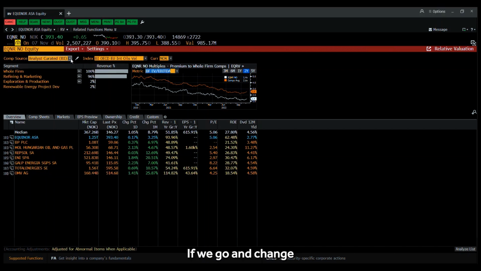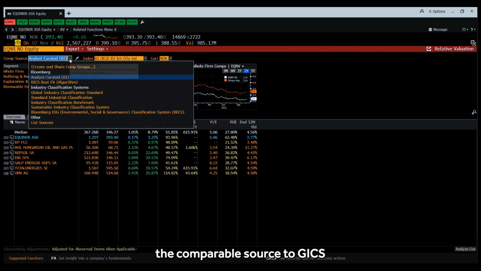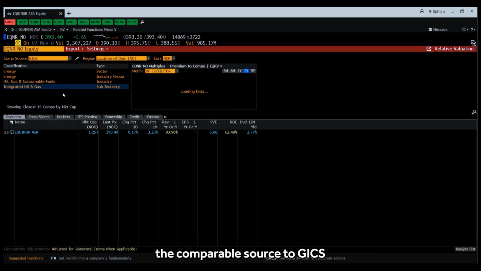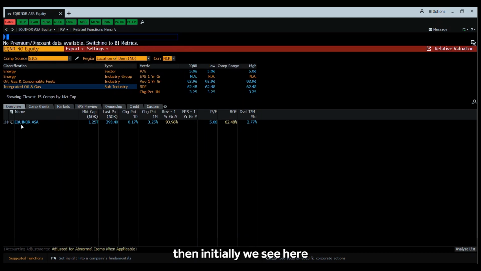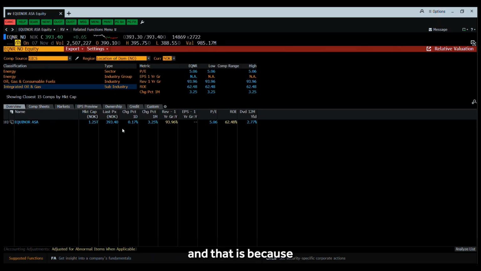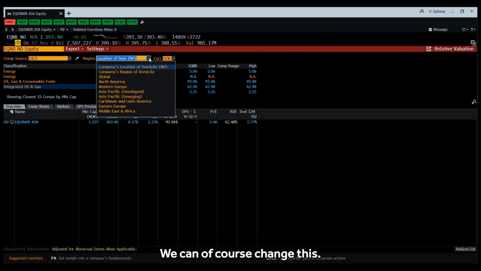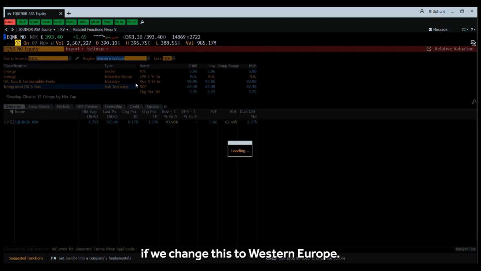If we go and change the comparable source to GICS, then initially we see here that there is only one company listed, and that is because region is set to location of domicile. That is, Bloomberg is telling us that in the GICS classification of integrated oil and gas, in Norway there is only one comparable company. We can, of course, change this. Let's see what happens if we change this to Western Europe.